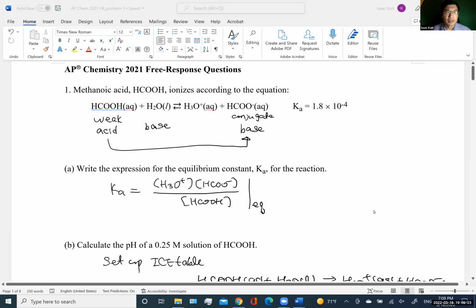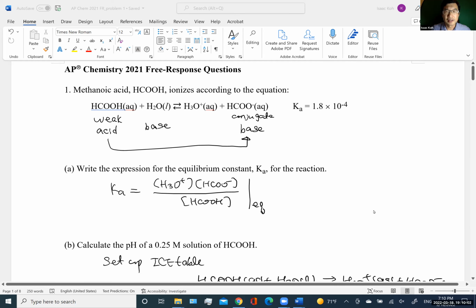So let's think about the concept of a weak acid. Here, we have a solute. This methanoic acid is dissolved in water. This is a weak acid. And because this is a weak acid, the water is functioning as a base in this case. Water can function as an acid or base depending upon the solute. And so this weak acid will be donating a hydrogen ion to water, forming hydronium ion and this methanoate ion. Part A: write the expression for the equilibrium constant Ka for the reaction.